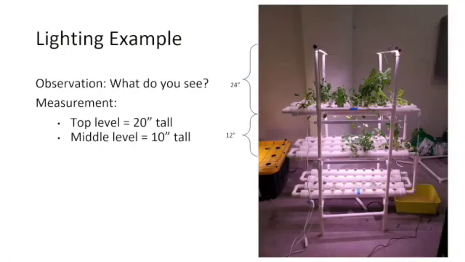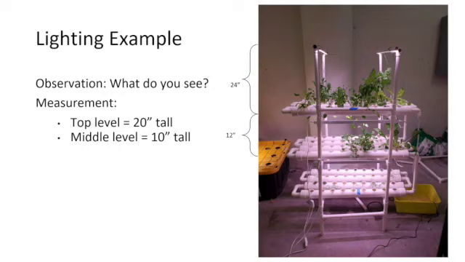So back to the lighting example with the hydroponics project, you're going to make an observation and you're going to do a measurement. So the observation, what do you see? And if you study these two levels, the top level, the plants appear to be taller, right? And if you look down in the middle level, the plants are not as tall. And so now you're going to start asking the question, well, what's going on here? Why would the plants be taller if the light is further away from the plant versus if it's closer?